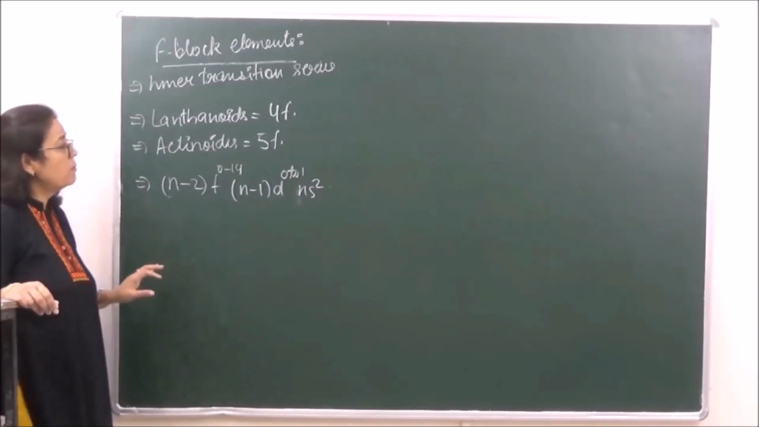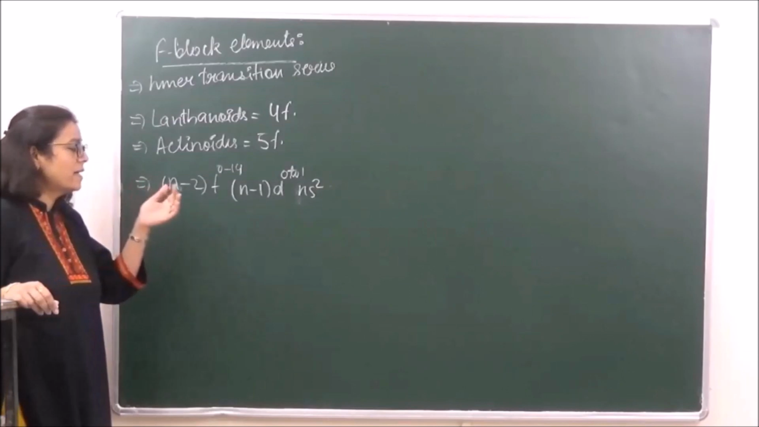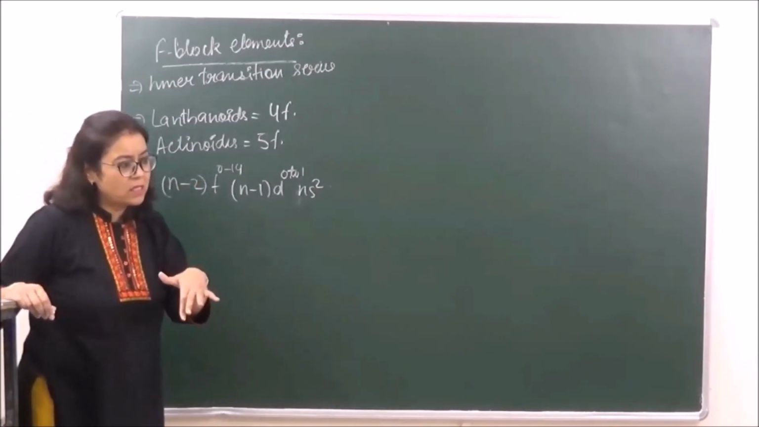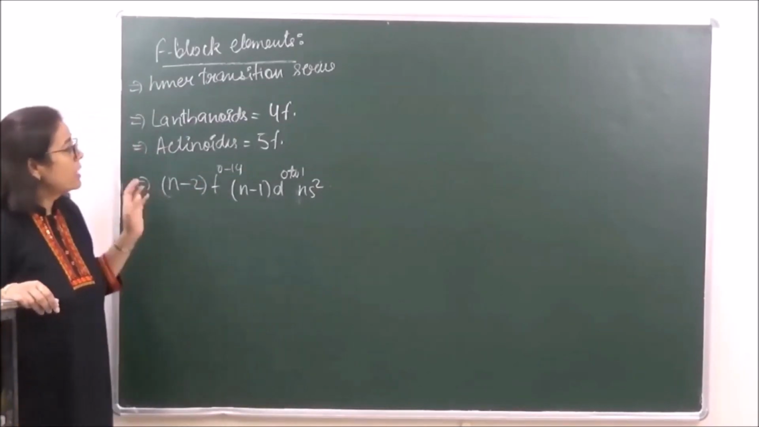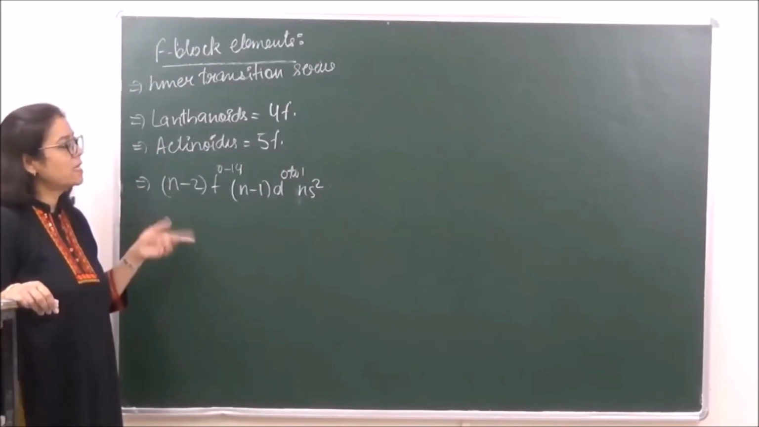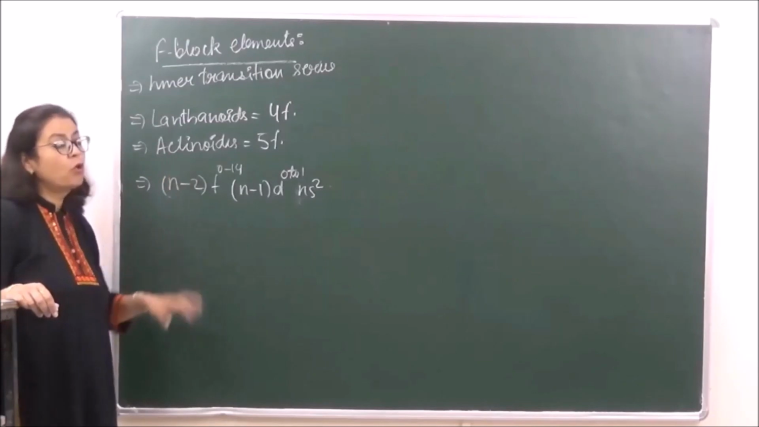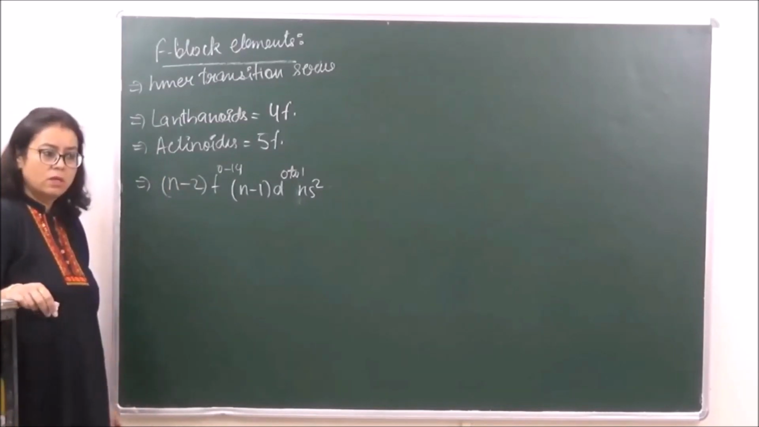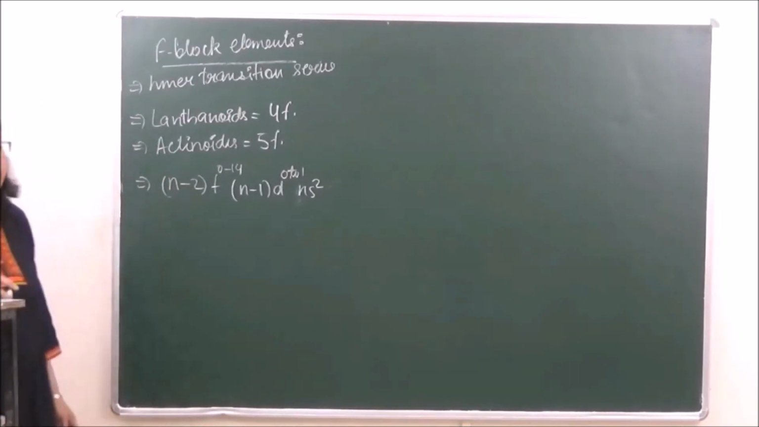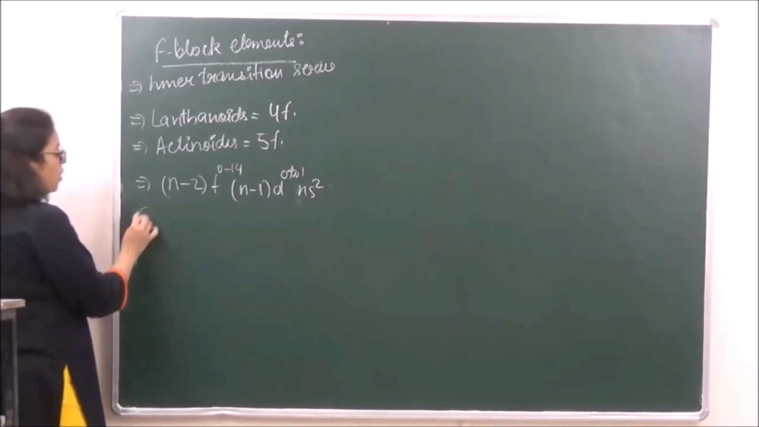Okay, they both belong to the D block, but because they are taken as the first members of the actinoid and lanthanoid series, we study their characteristics under the F block. Otherwise, according to the electronic configuration, they both are going to come under the D block. Clear? Okay. Then let's go on to the general characteristics of the F block.